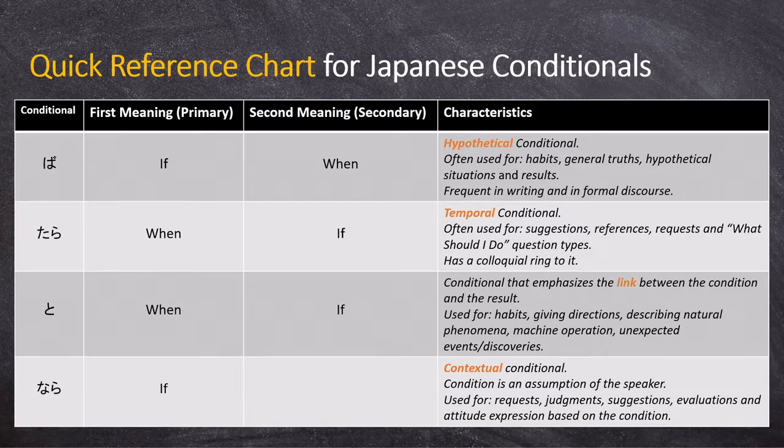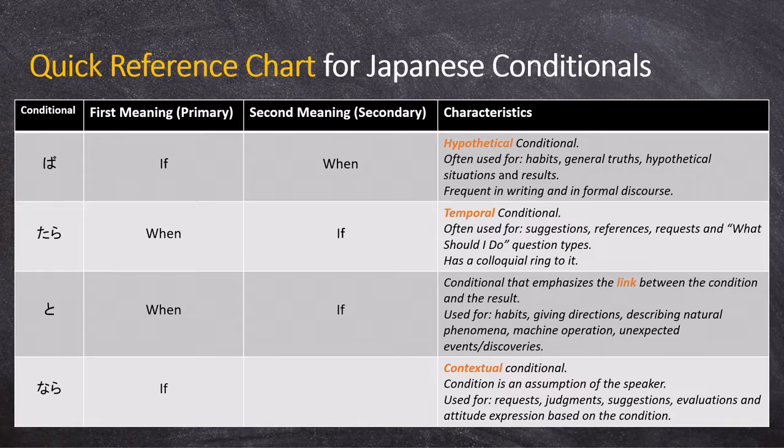So let's get to the descriptions of all of these conditionals one by one. As you can see here, the first conditional is ba, and its primary meaning is "if", and the secondary meaning is "when". So let's say that the core of the ba itself, the meaning of "if", is far more appropriate than the meaning of "when", even though both can be found.